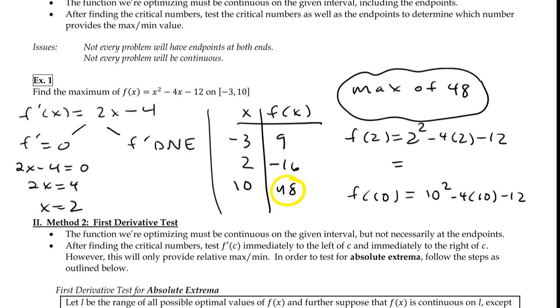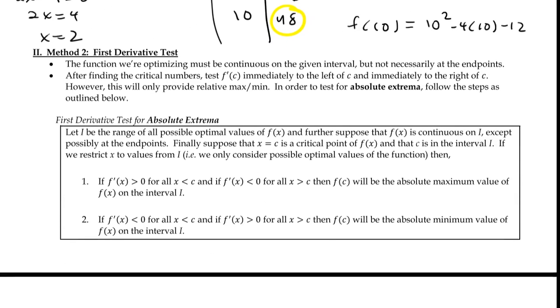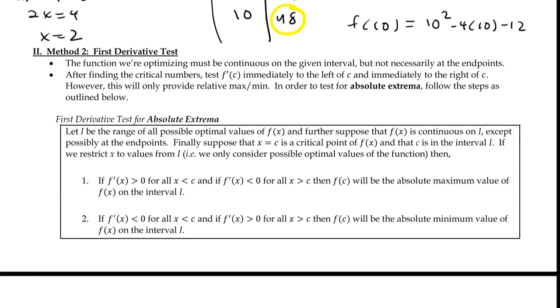We're going to test absolute max and min today using different strategies. This is one strategy. Okay, going on. First derivative test. So let's see what's going on with this one. We need continuity. We already said that. After finding the critical numbers, we need to test f prime immediately to the left and immediately to the right.